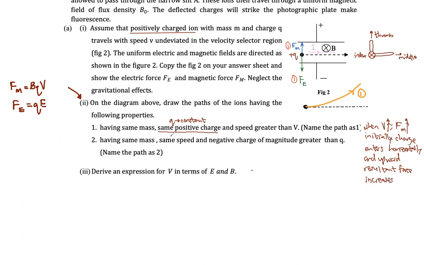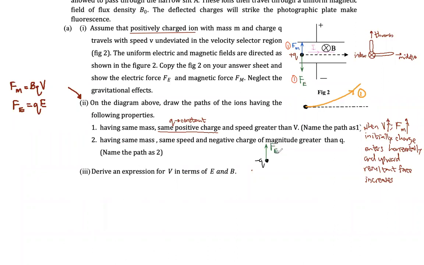Done. Roman 2. Having same mass, same speed, and negative charge of magnitude greater than q. Now what's going to happen here? So Roman 2, we'll have to analyze it separately, no? Negative charge. So it is going to have an electrostatic force upwards. Agreed, people? Electrostatic force upwards.